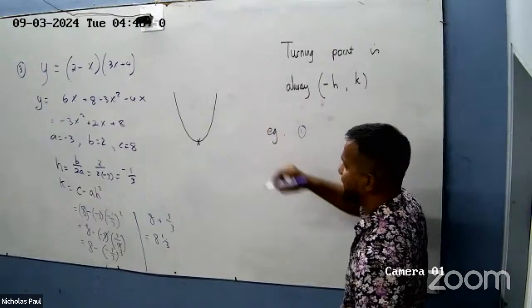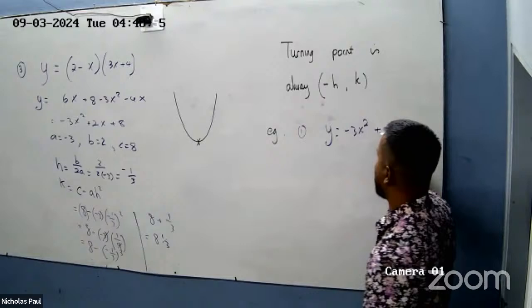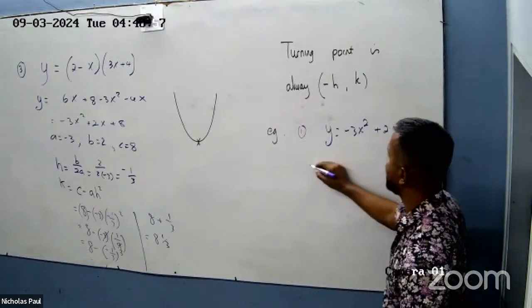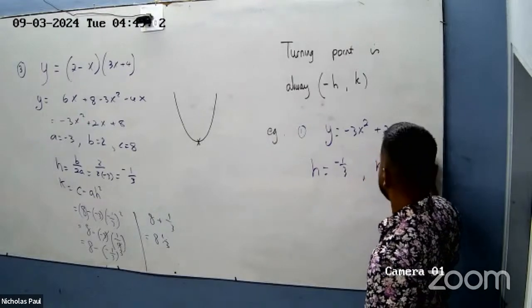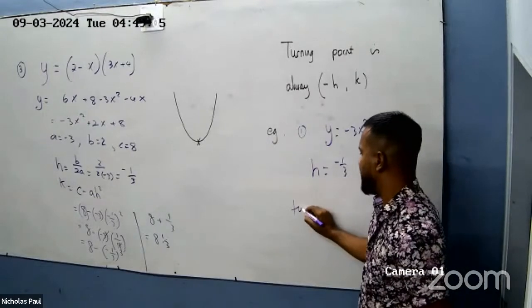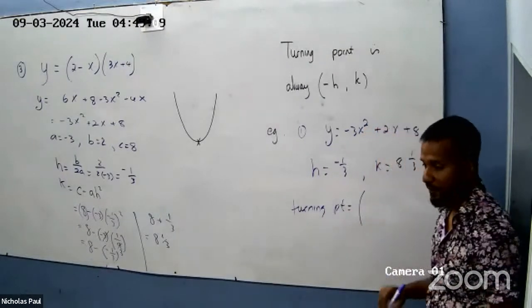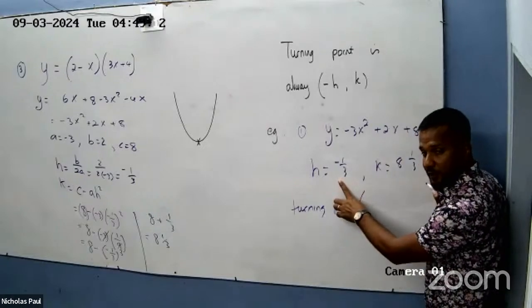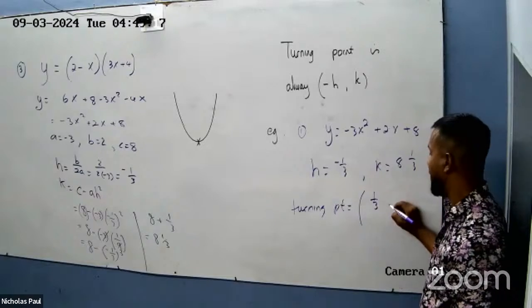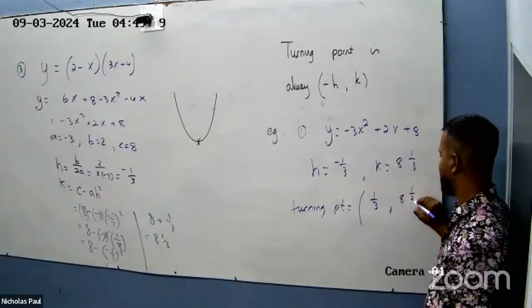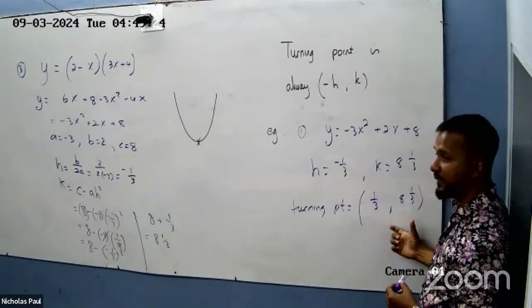So for example, in this same example here, y is equal to minus 3x squared plus 2x plus 8. h was 1/3 and k is 8 and 1/3. So the turning point, as I said, is minus h. So if h is 1/3, minus h is what? Negative 1/3. And k is that. That's it. Okay?